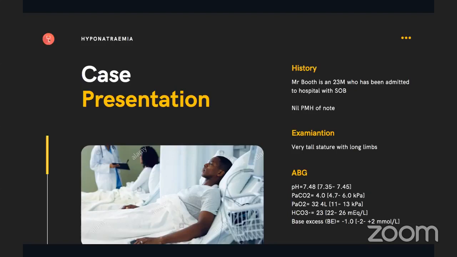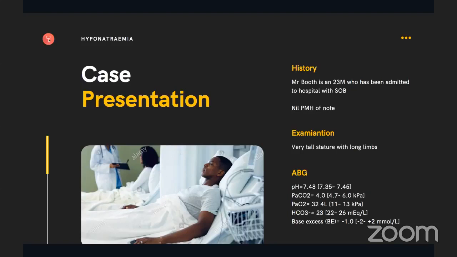Okay. So let's work through it. So he's a young gentleman, shortness of breath. He's got tall stature and long limbs, not really giving us a lot of information there. Might be significant. We're not sure yet. So yeah, that's exactly right. His pH, well, if we start with his PaO2, it's 32 on 4 liters. So normally on 4 liters, again, you'd be 36%, take 10 away, you'd be aiming for about 26%.